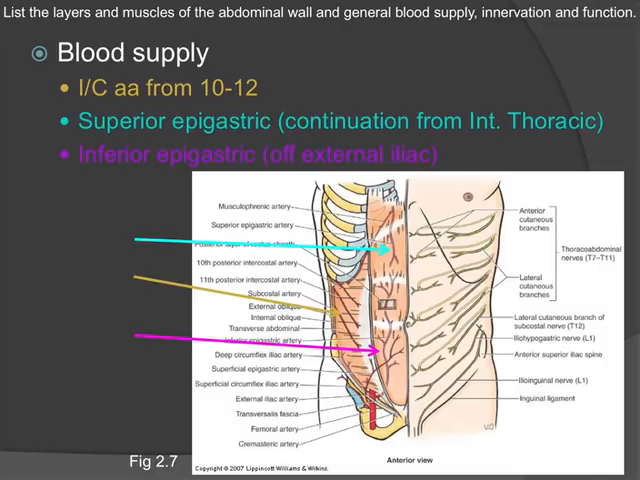and extending upwards. So the epigastrics are supplying the midline of the abdomen, and the intercostals from 11 to 12 are supplying the lateral abdominal wall. There are other arteries, but these are the main ones.